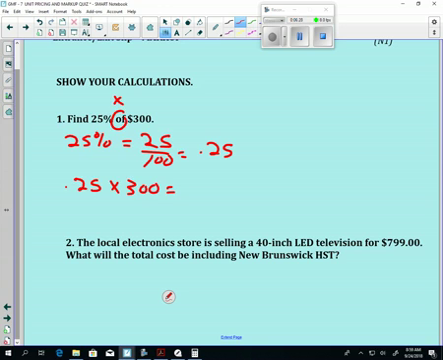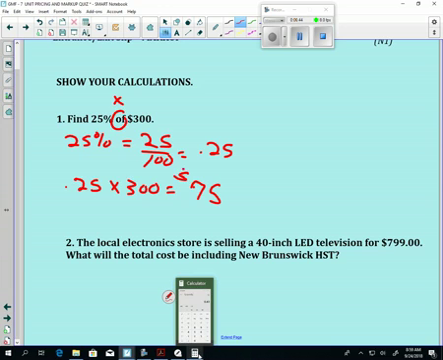So what's that going to be? I can't even think today. It's too early in the morning. I'll have to multiply. That's what I thought. 75? So 25% of 300 is $75.